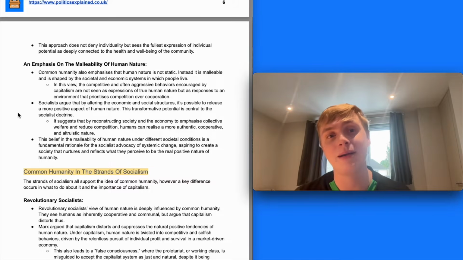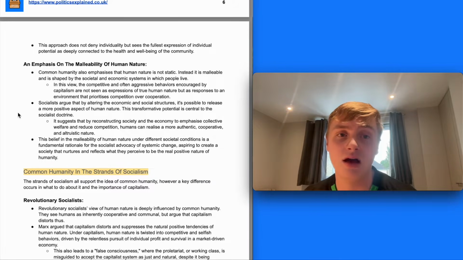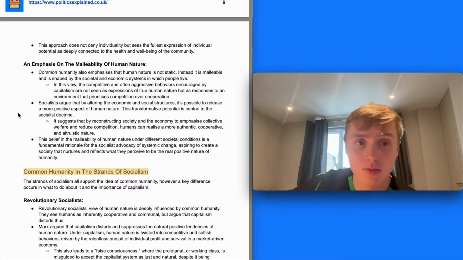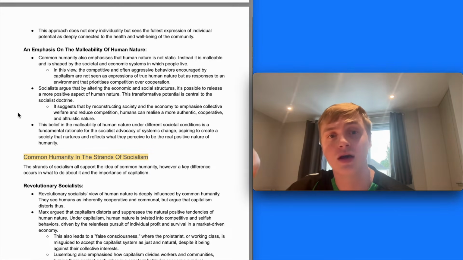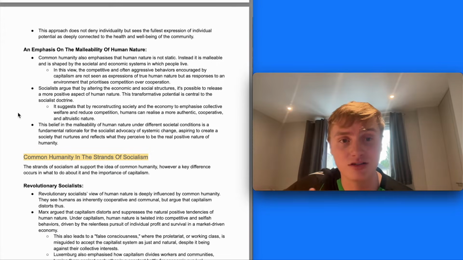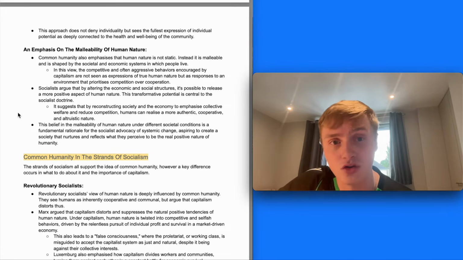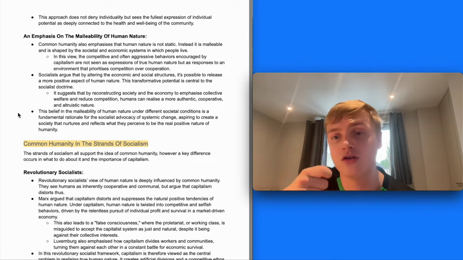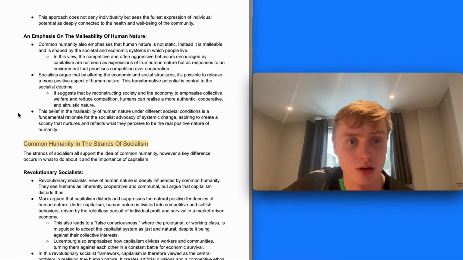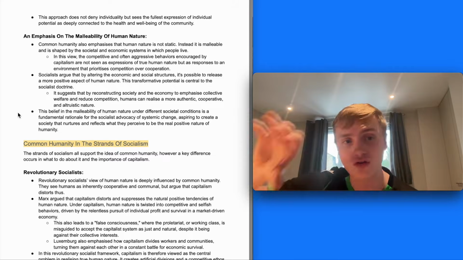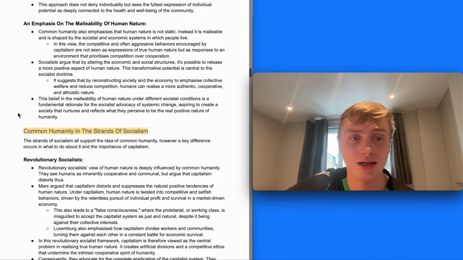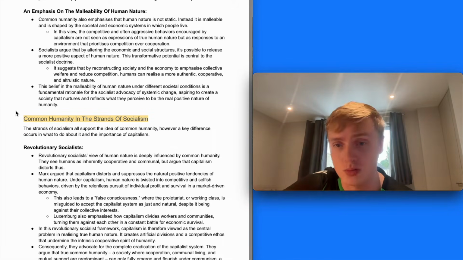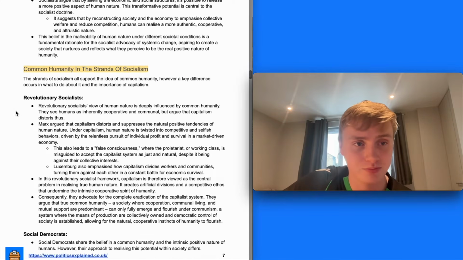Crucially, they also emphasize the malleability of human nature. They argue that human nature isn't static. Instead, it's malleable and is very much shaped by the societal and economic systems in which people live. So the competitive and aggressive behaviors encouraged by capitalism aren't expressions of true human nature. Instead, they're a response to the capitalist environment. Therefore, by removing capitalism and altering the societal structures, you can release this more positive aspect of human nature, which they believe is true human nature under a socialist system.